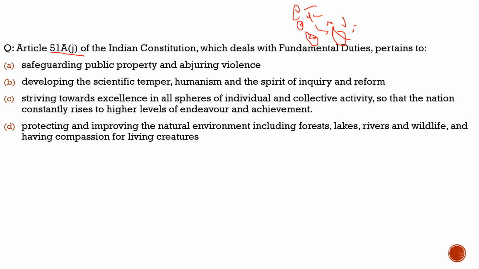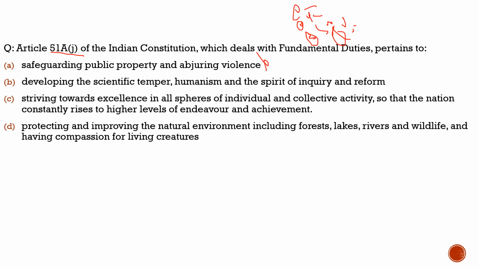You cannot go to the court if we are not following them. So these are a few points with respect to fundamental duties. Now with respect to this clause J, let's try to understand what it is about through this question. Here the question says Article 51A Clause J of the Indian Constitution, which deals with fundamental duties, pertains to: first statement, safeguarding public property and abjuring violence. No, it is basically clause H of Article 51A.